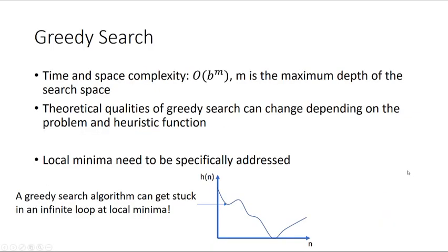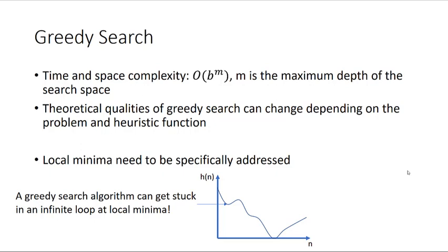So the time and space complexity of greedy search is big O b to the m, where m is the maximum depth of the search space, which you might recall is the same time complexity as depth first search. So you might think, well, okay, how is this any better? Actually, the theoretical qualities of greedy search can change a little bit based on the problem and the heuristic that you choose. In the very worst case scenario, the heuristic is going to do nothing for you, and you're just going to be doing like depth first search.